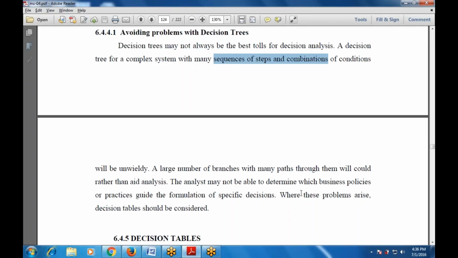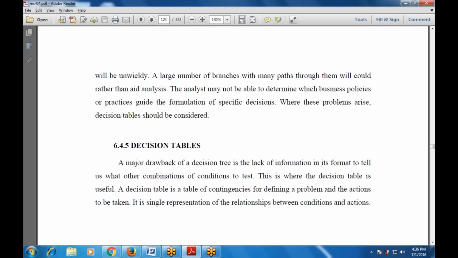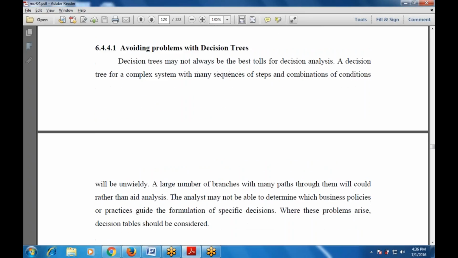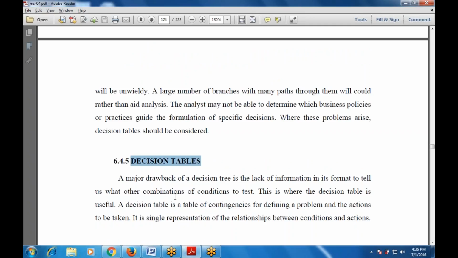So in such cases, decision tables must be considered. Now, the next one is the decision table. We have finished with decision trees and their advantages. Now we come to the decision table.